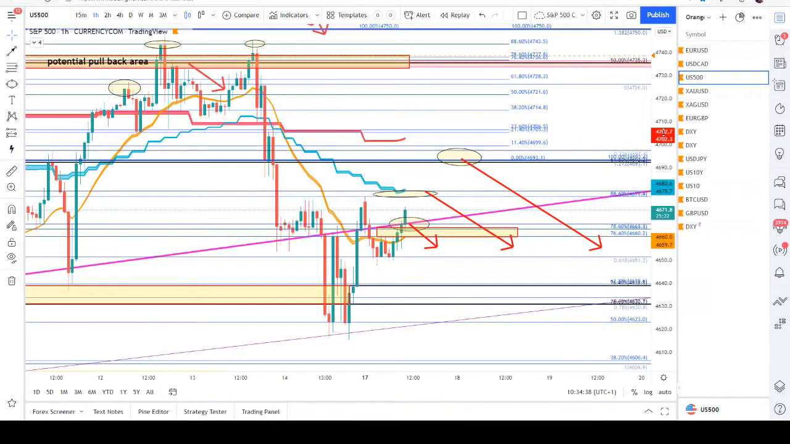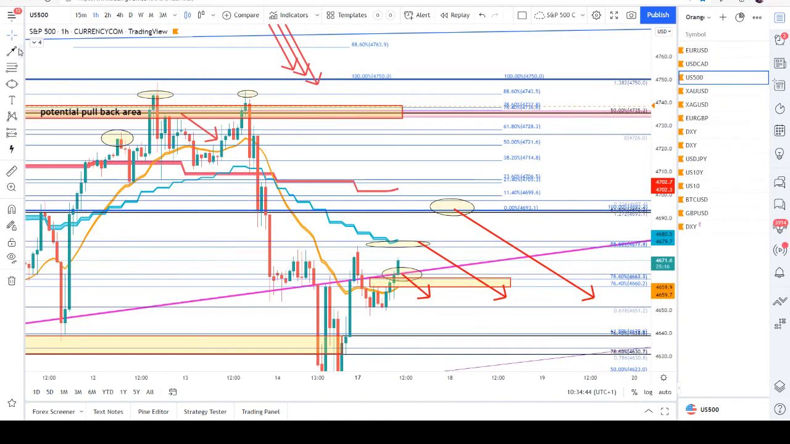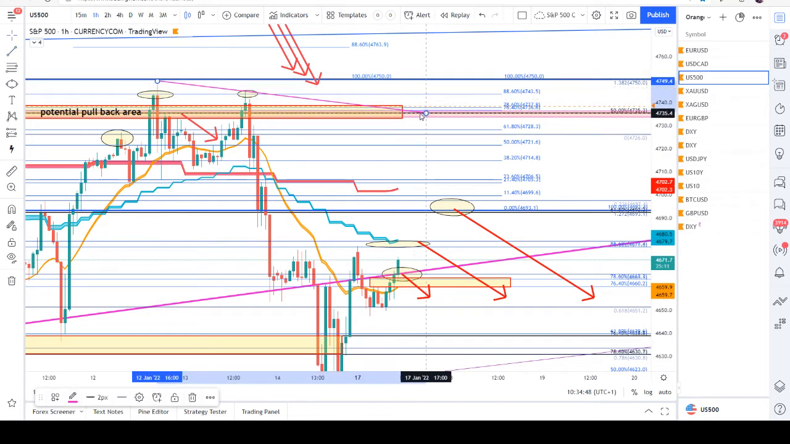If we break up for any reason, we would have the same area as we had here. We could draw a small short-term trend line here, even if I dislike that kind of thing, and probably come back to the confluence of this 50%, which is a very important level there, and the trend line.